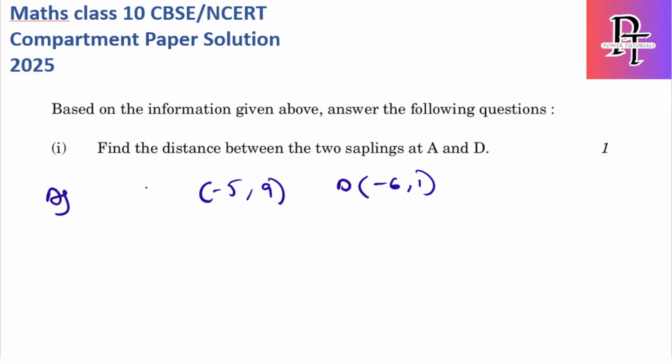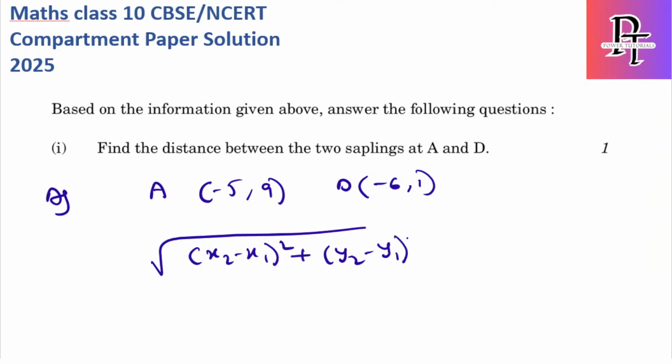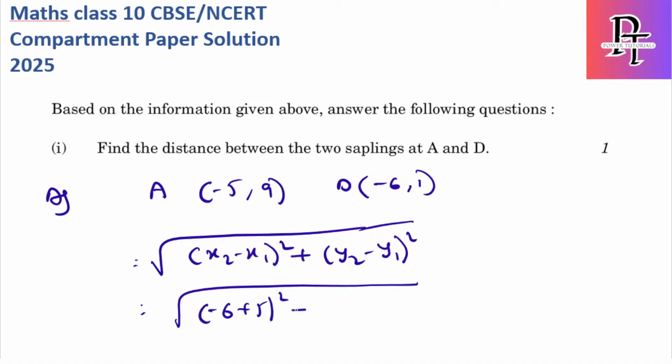Now let's see the first question, distance between 2 points. So I'll write the formula also, because that also can carry a half mark. So the formula is root of x2 minus x1 whole square plus y2 minus y1 whole square. Now substitute the values. Root of x2 is minus 6 plus 5 whole square plus y2 is 1 minus 9 whole square. So this is equal to root of 6 minus 5 is 1, 1 square is 1, minus 8 square is 64.